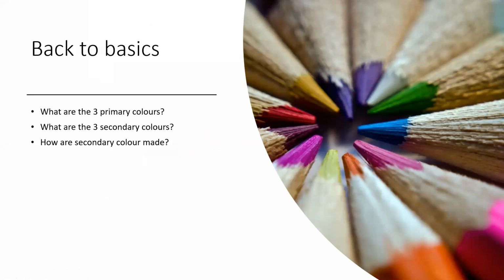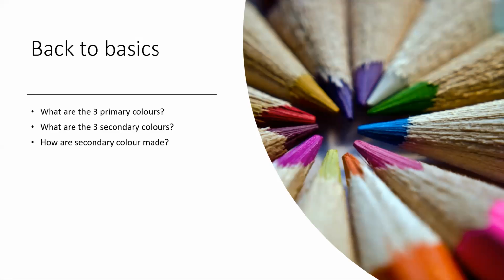Basics. What are the three primary colours? We need to then know what are the three secondary colours and how are secondary colours made. So in a minute, we're going to look at the colour star. This is going to help you with your colour selection. In fact, even when you come to the most advanced colouring techniques within colour correction, you're still going to come back to your colour star no matter what.